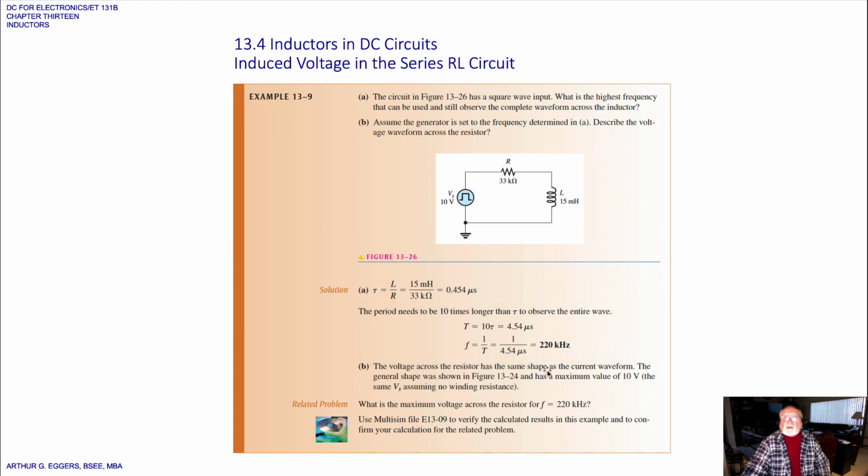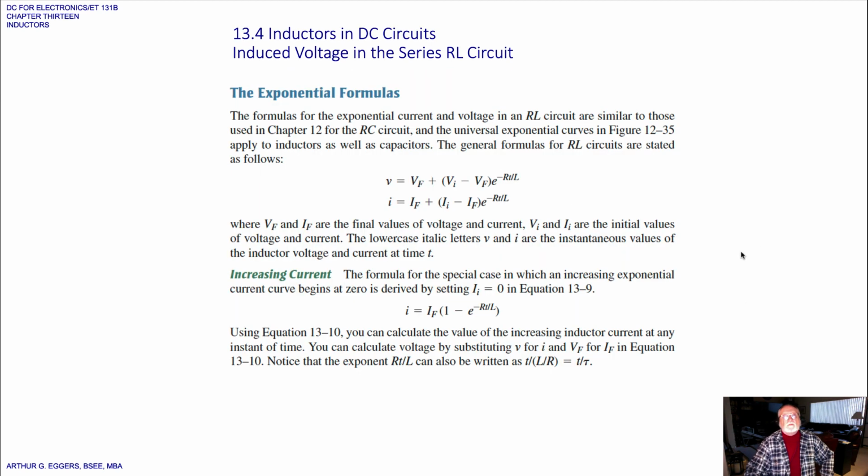The voltage across the resistor has the same shape as the current output. The general shape was shown in figure 13-24 and has a maximum value of 10 volts, the same as V source. So when we come back, we'll take a look at the exponential formulas that help us to determine V and I at times that are set up by our time constant.